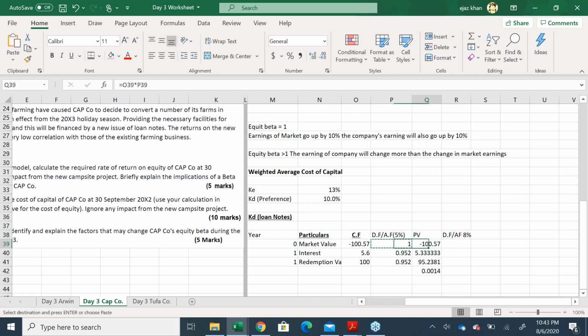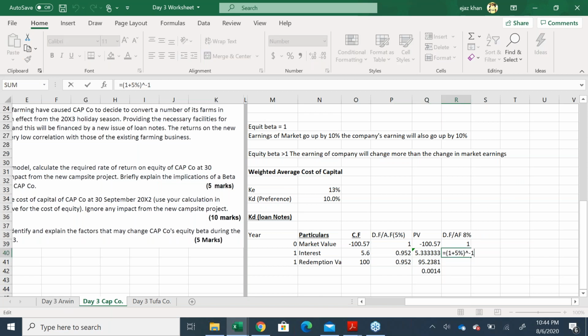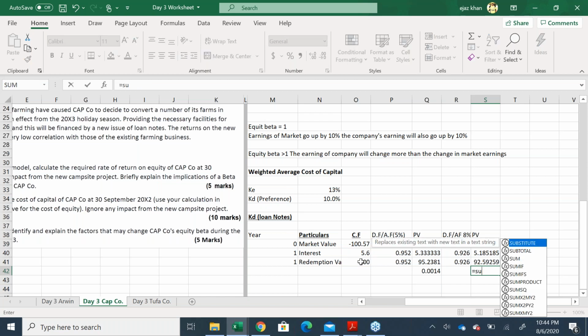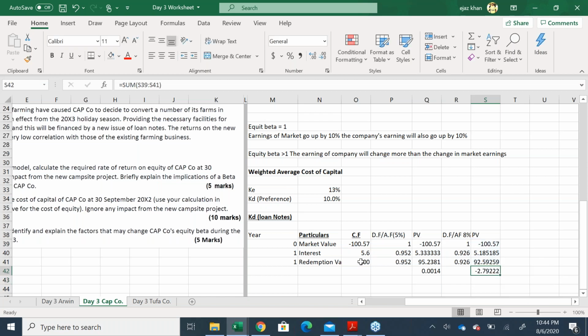And let me copy this one as well. I'll just have to change the rate. Instead of 5%, I'll just take 8%. 0.926. The same should be used here. And we will calculate the PVs again. 1 into the market value, 0.926 into the value of interest to get the present value of interest, and 0.926 to get the value of the redemption value. And let's sum them. So we have got a negative, minus 0.27.